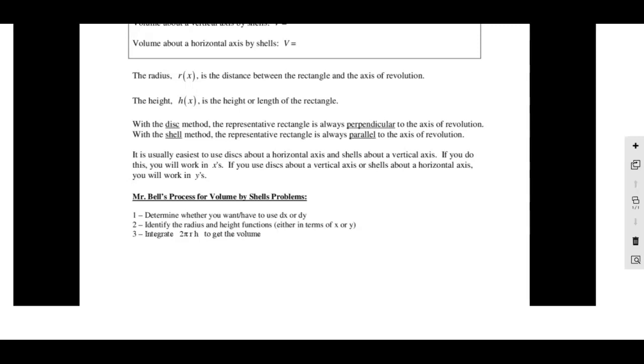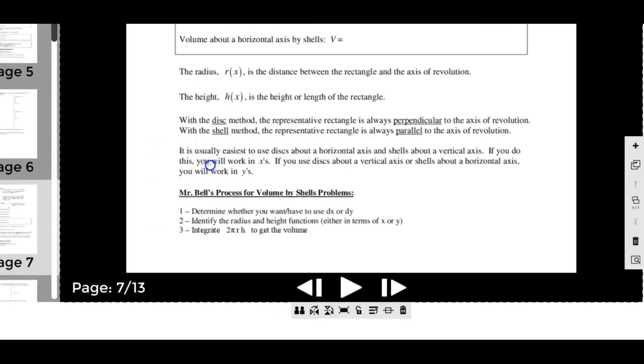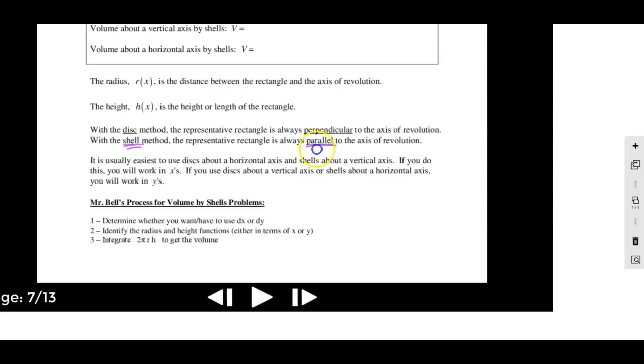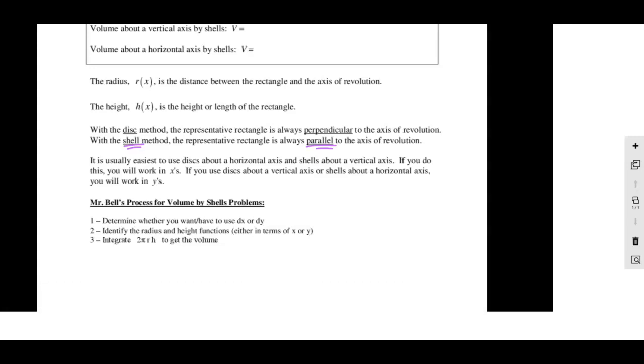Here we go. So what's the process for finding these shell method problems? First thing we do is read the question and determine whether we're going to use dx or dy. Now, what you have to remember is that the shell method is the only one where we want a parallel slice. It's kind of nice: shell, you got the two L's, parallel, you got the two L's. Remember, the two L's in shell and in parallel, they are parallel. So shell, parallel; everything else is perpendicular.